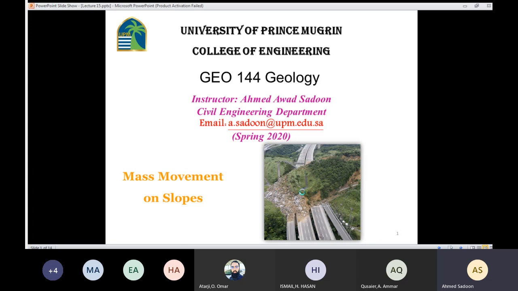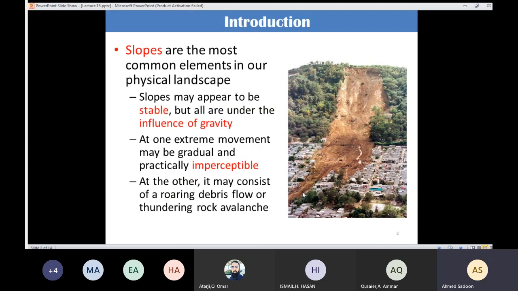And we know that the Earth is not flat, right? I mean the landscape itself. It's not flat. We have ups and downs. I'm going to have slopes like this one, because the land of the earth is not flat. So I'm going to have ups and downs, and I'm going to have slopes. And we know that slopes are the most common elements in our physical landscape.